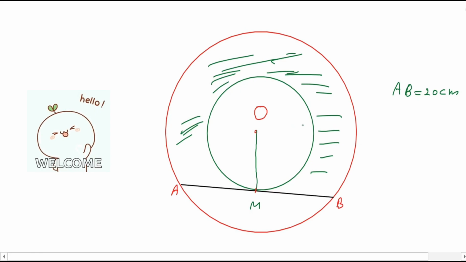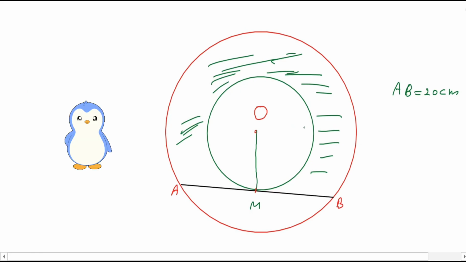Hello and welcome everyone. So in today's video we are going to solve this nice geometrical problem. In this question, two concentric circles with center O are given and AB is a line segment that touches the internal circle at M. That means M will be a point of contact.